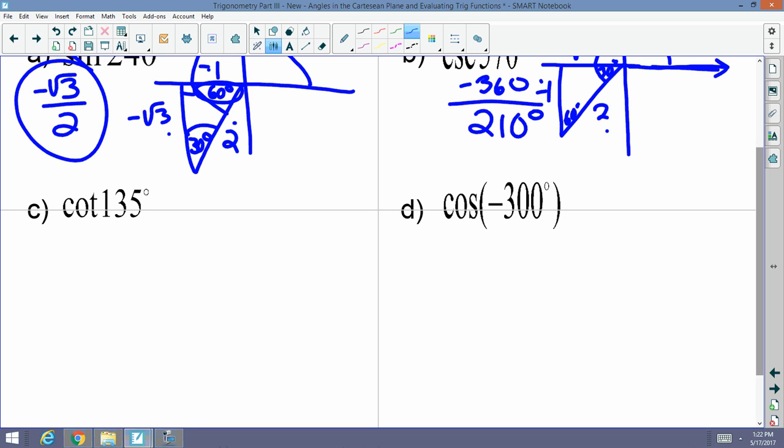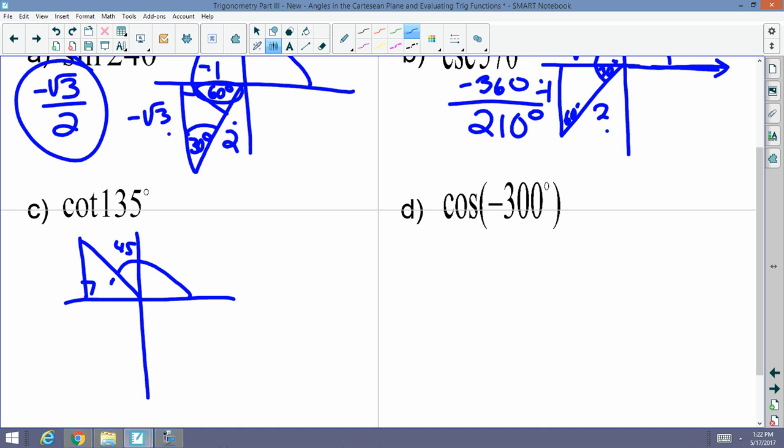Cotangent of 135. Well, I got 90 plus 45, so my reference angle is also 45. 45, 45, 90, I got a negative 1, a positive 1, and a square root of 2. Cotangent is the reciprocal of tangent, so it's adjacent over opposite. So that's going to equal negative 1.